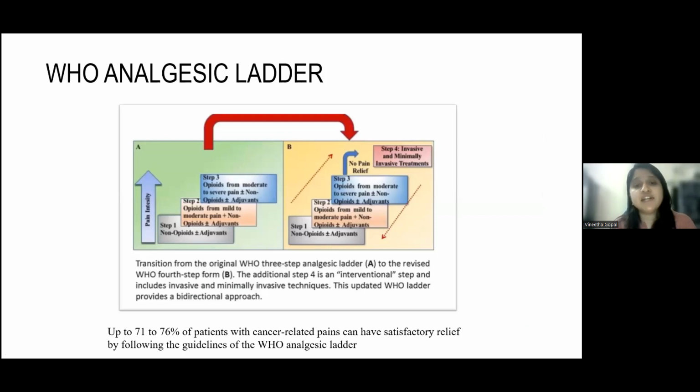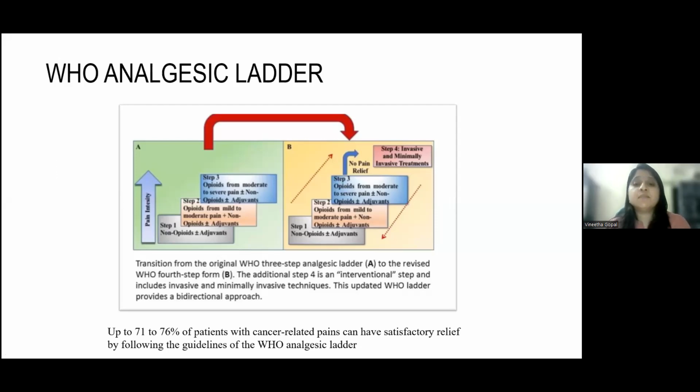So this is a modified WHO analgesic ladder. They have added a step 4 for interventions, and also made it bidirectional. Earlier it was unidirectional. Now it is bidirectional. As the pain increases, you can go up the ladder, and as the pain decreases, we can come down the ladder also. And around 71 to 76%, that is more than 75% of patients, will get adequate benefit if we manage using the WHO analgesic ladder.